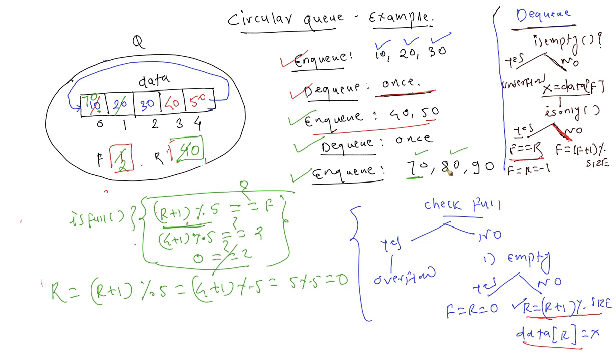Okay, to insert 80 now, same way. The queue is not full, it's not empty, so we'll follow this path, increment r in the circular fashion, r equal to r plus 1, 0 plus 1 is 1, 1 mod 5 is 1. So I used this formula: r is 0, 0 plus 1 is 1, 1 mod 5 is 1. So now r becomes 1, and then I'll go to location 1 and insert 80 there. So 80 is inserted here. Now we'll insert one more element here.